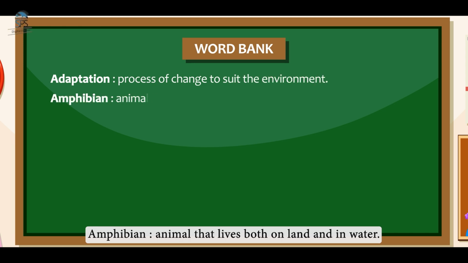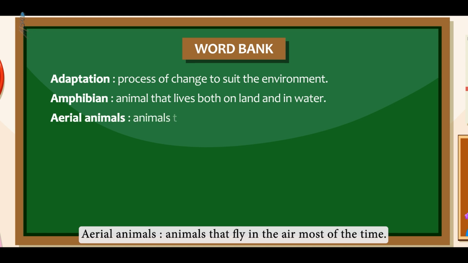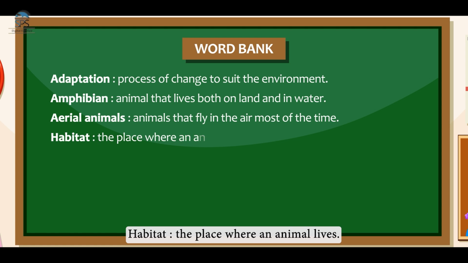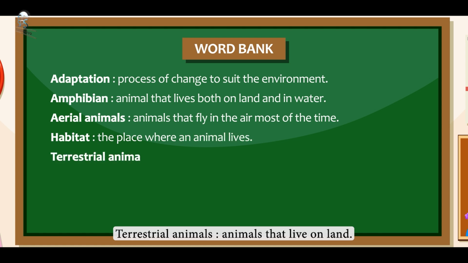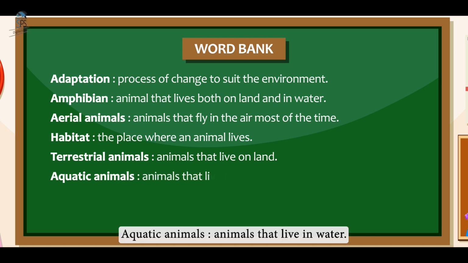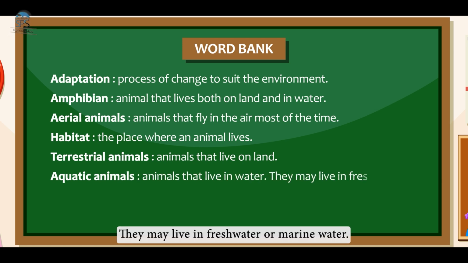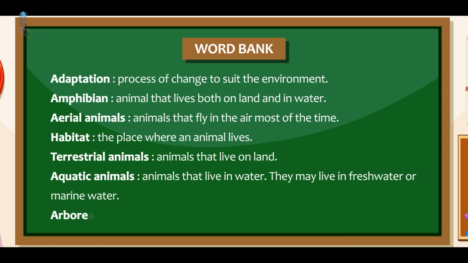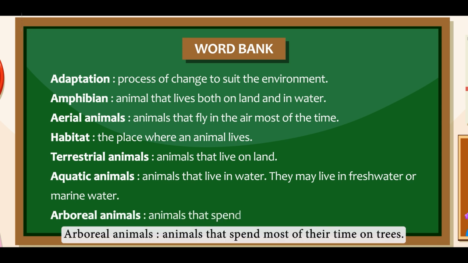Amphibian, animals that live both on land and in water. Aerial animals, animals that fly in the air most of the time. Habitat, the place where an animal lives. Terrestrial animals, animals that live on land. Aquatic animals, animals that live in water. They may live in fresh water or marine water. Arboreal animals, animals that spend most of their time on trees.